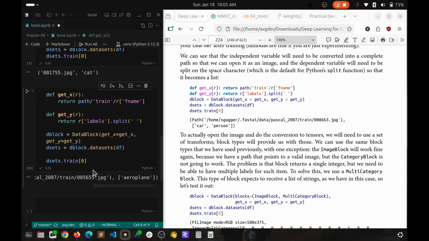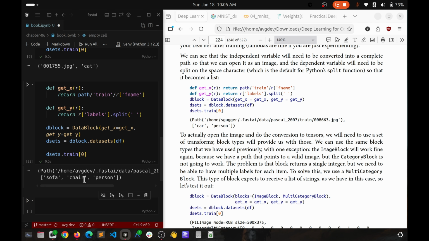Oops. Wait. Oh wait, this is a single label. We should have the multi-label right here. Sofa, chair, person. Cool.